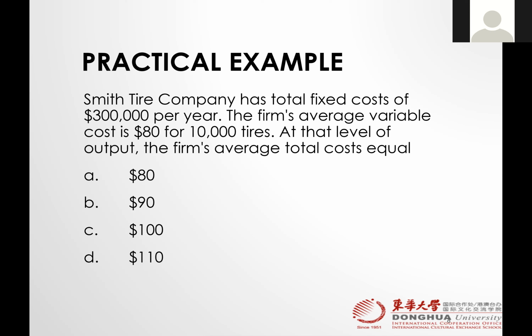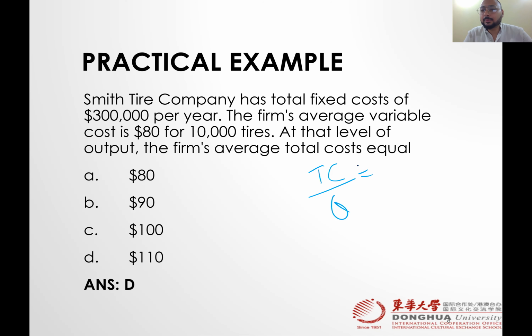See, the answer is D. Why D? So what is the average total cost formula? Total cost divided by quantity, right? And what is the total cost? Fixed cost plus variable cost, divided by quantity. How much do we have for the fixed cost?